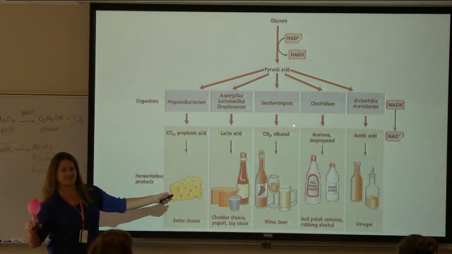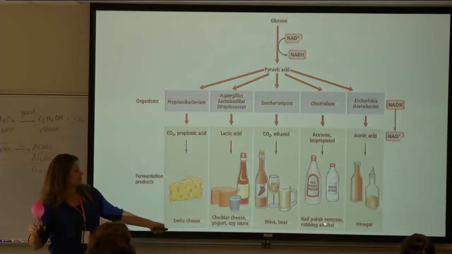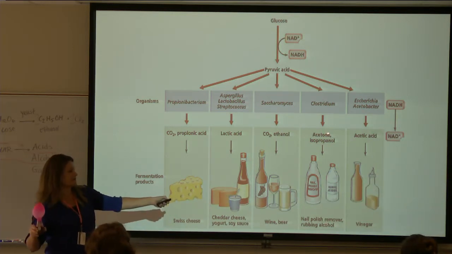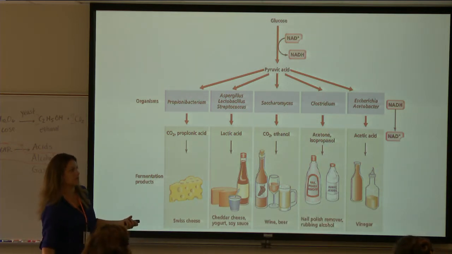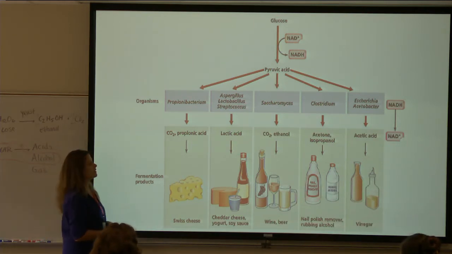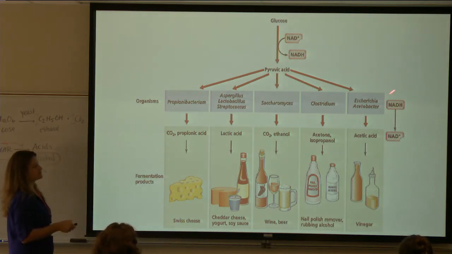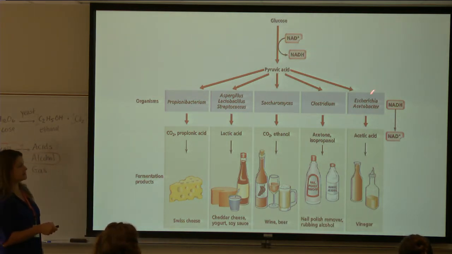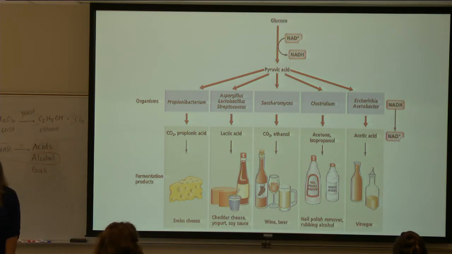Clostridium, that was that stinky anaerobe that we used in the lab. With Clostridium, you can make different alcohols, acetone, isopropanol. If you were to look at alcohol swabs, that's isopropanol. So this organism can produce that type of alcohol. E. coli, Acetobacter can produce acetic acid, which you would see in, of course, vinegar. So different organisms producing different products, which is kind of cool.